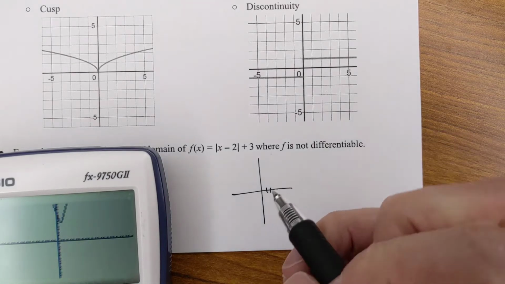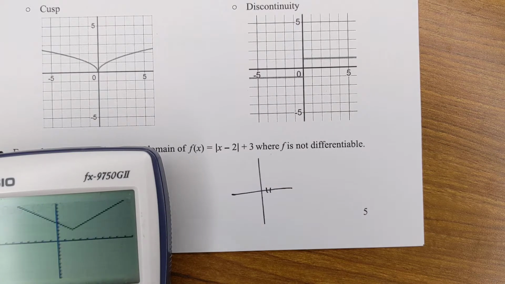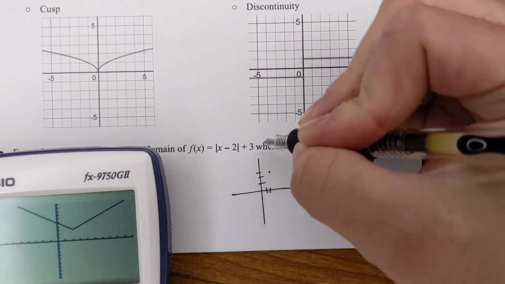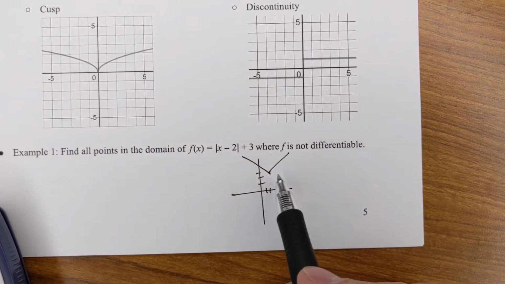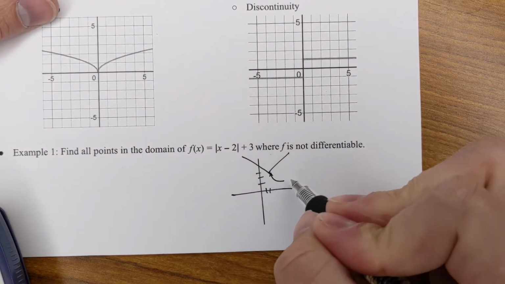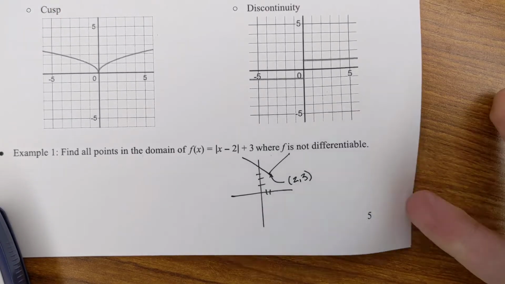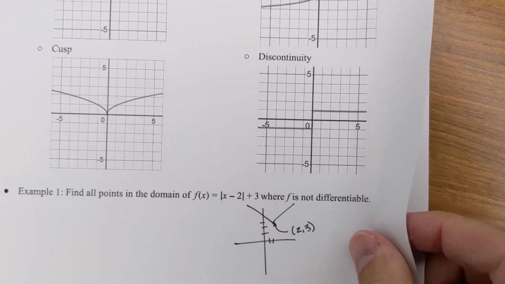I wonder what my units are. View window. Standard. Draw. Hey, there we go. Over 2 and up 1, 2, 3. So it looks like this. It is not differentiable where that corner is, and that corner lies at the point (2, 3). So that's where the function is not differentiable, and it does lie in the domain.